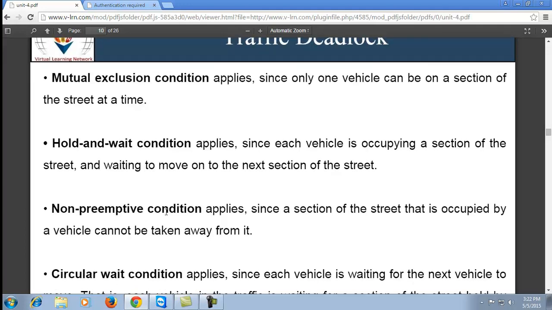If we are able to remove any one of these conditions, then we are able to remove the deadlock condition.